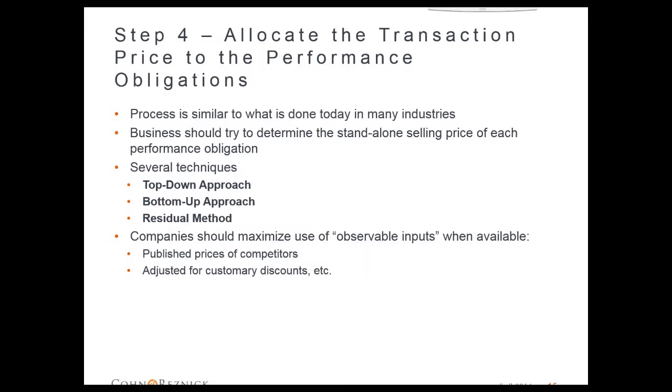A bottoms-up approach. A company can also estimate the standalone selling price for a good or service based on a cost-plus methodology, estimating its costs to provide a good or service and adding a reasonable margin for its production and selling efforts. And lastly, a residual method. If the standalone selling prices of one or more of the performance obligations are highly variable or uncertain, a business can use a residual approach. In estimating the standalone selling price, the entity should maximize the use of observable inputs where available, including the published prices of competitors, etc.